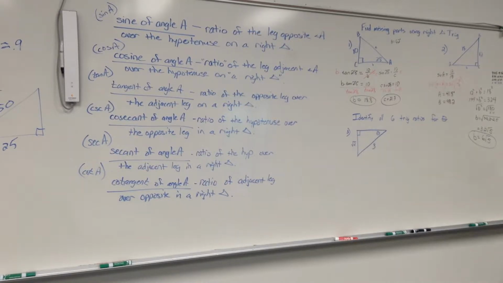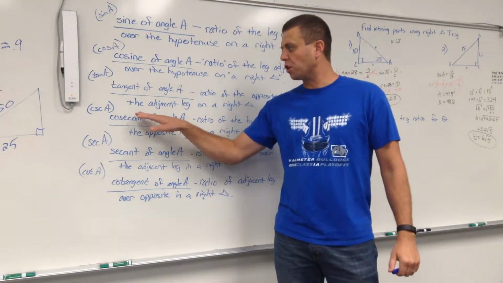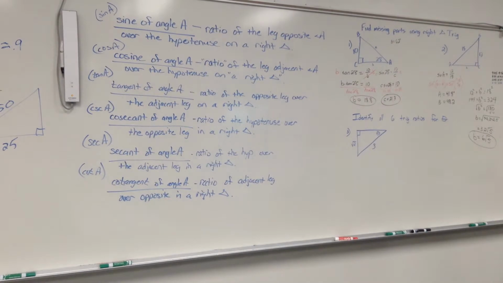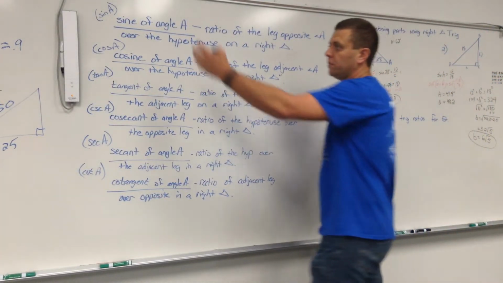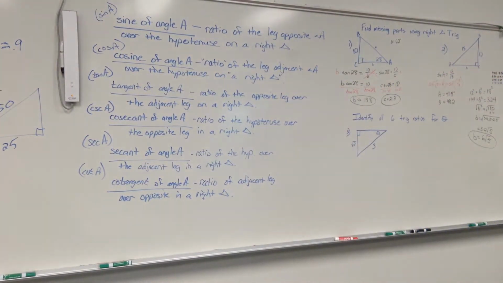All right. The next three are probably new to you. They are called the cosecant, secant, and cotangent. They are actually known as the reciprocal trig functions, because they are the reciprocals of sine, cosine, and tangent. What do you guys think of when you hear the word reciprocal?